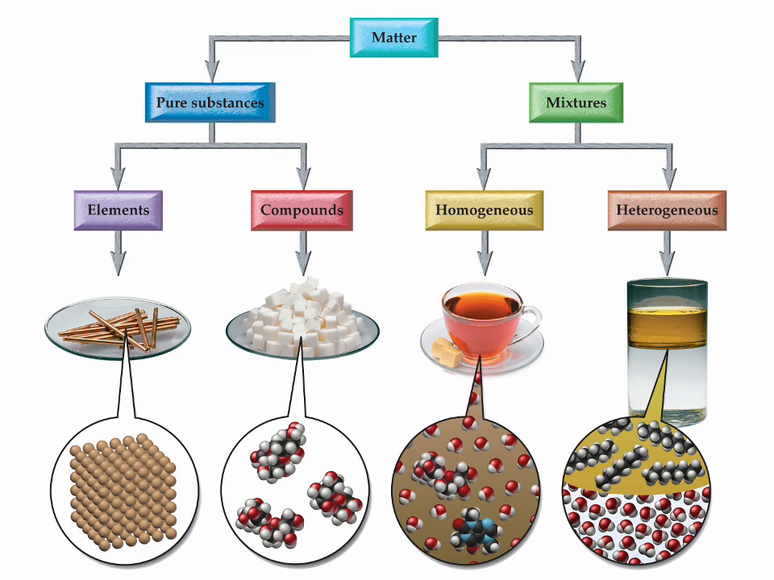Sugar has a chemical formula just like H2O. Sugar is C11H22O11. And so sugar is just like water. They both have a chemical formula and they're pure compounds.